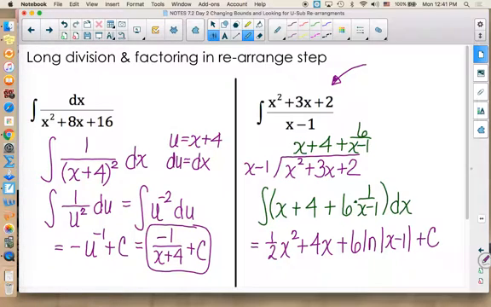I cannot remove the absolute values off of this instance of natural log because x minus 1 might be a negative number or 0 and therefore would not work in the natural log. So I need to keep those on there.